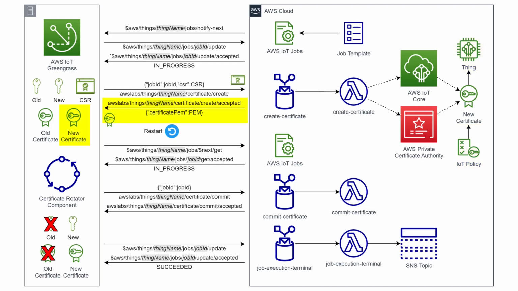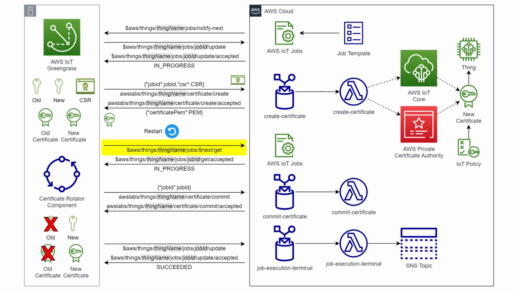The cloud backend returns the new certificate to the Certificate Rotator component. The component backs up the old certificate, installs the new certificate on disk or in the HSM, and restarts the Greengrass service so that it will attempt to connect using the new certificate and private key.